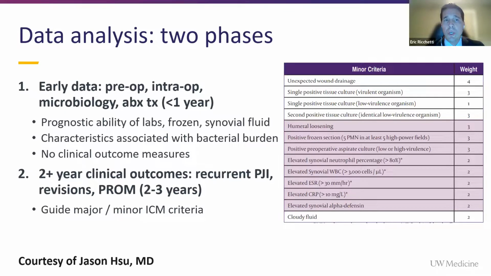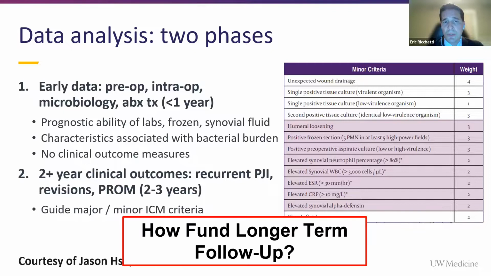So that's the current work the group is doing around diagnostic testing and analysis. The long term goal with this group as well is to move to prospective outcome collection with follow-up at 2 years or more, looking at recurrence rates of infection, revision, and PROMs. And I think Carolyn highlighted that as you move into long-term data collection with these groups, the challenge is how do you fund these groups long-term?